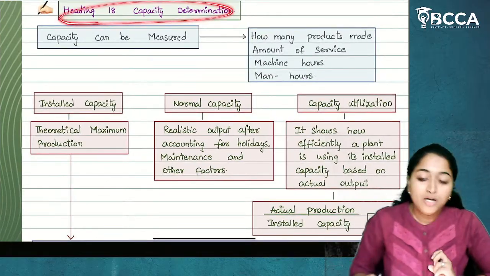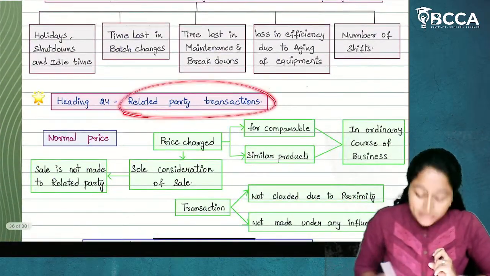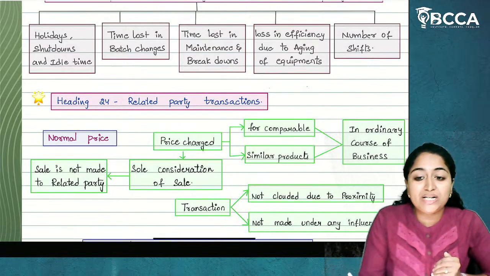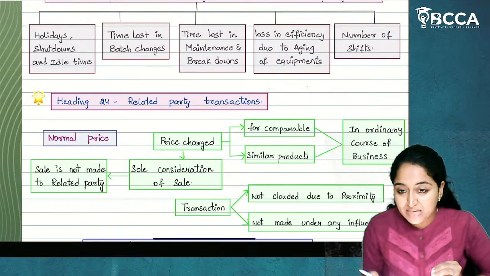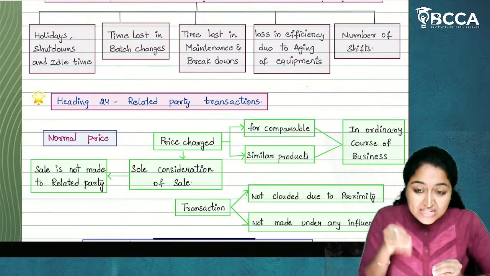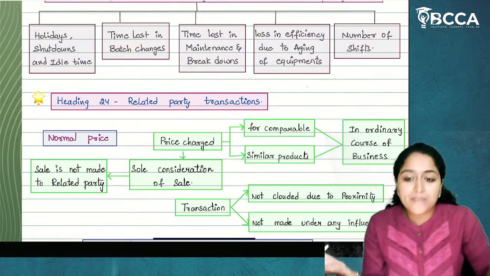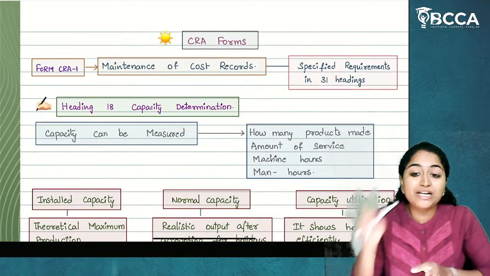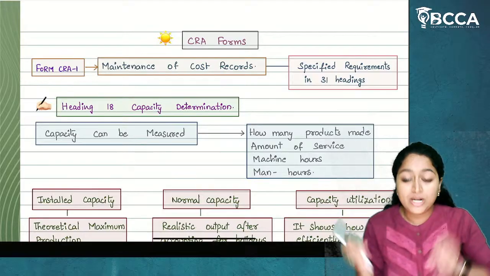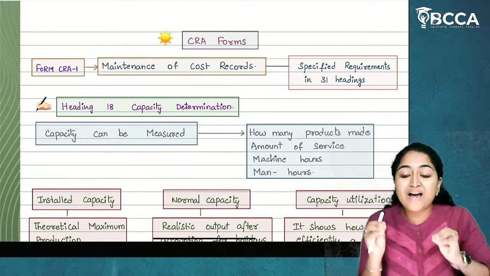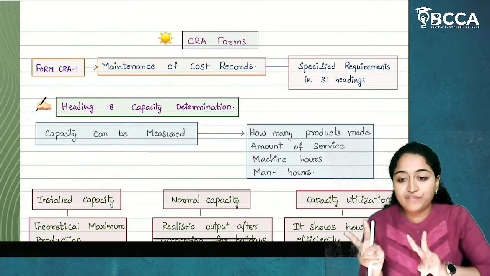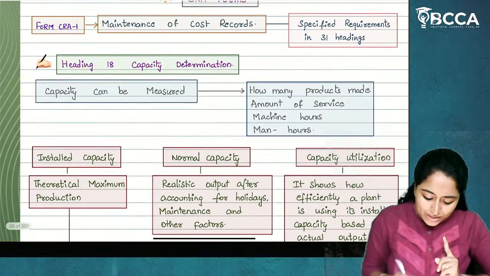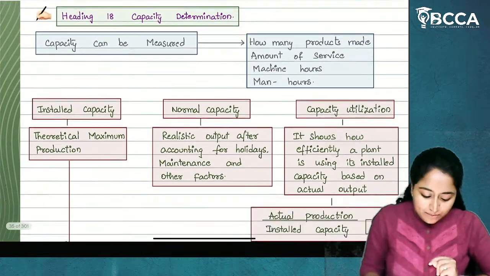Even if you do not know about capacity determination or related party transactions, you will be able to write it in the examination. But why are we discussing it specially? Because if this question is asked in the examination, you should know that this related party transaction is not a random subject for your cost audit, or this capacity determination is not from cost accounting standard 2, which talks about capacity determination, but this is being tested from form CRA 1. You need to have that clarification and you need to provide it in the answer also. I hope it's clear. Form CRA 1, heading number 18, capacity determination.